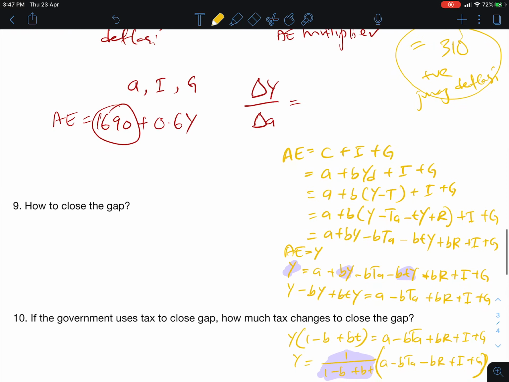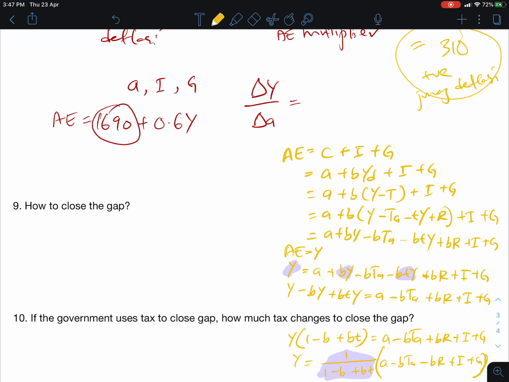To close the gap, by simply pumping in the money. How much? 310. Okay, how much to pump in? 310 million, pump in the money to close the gap.